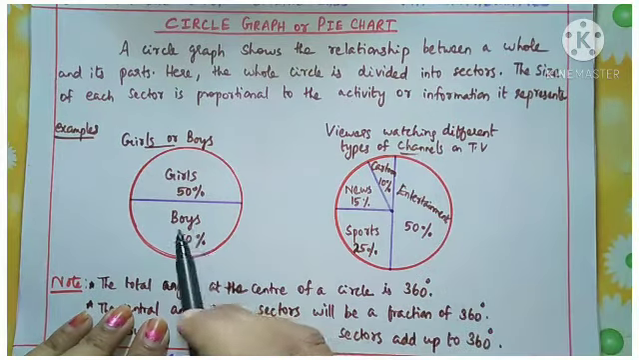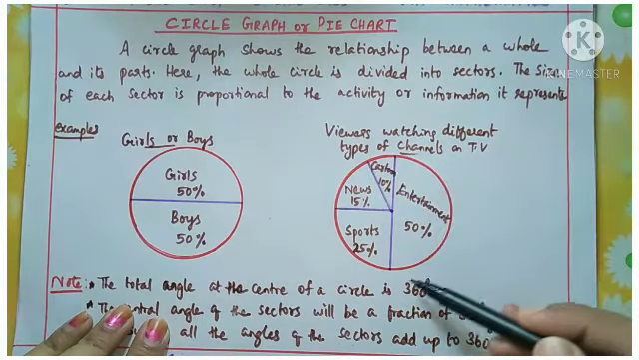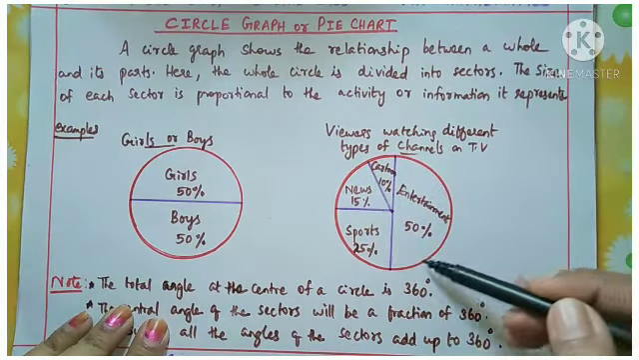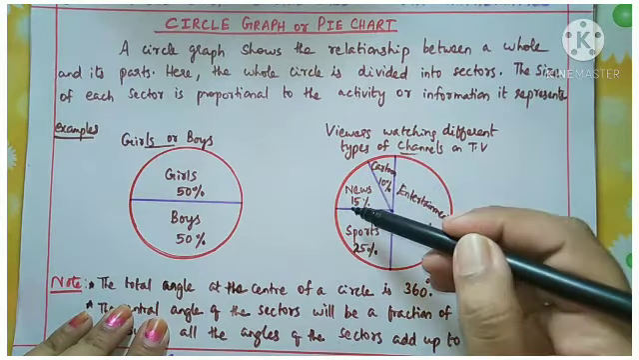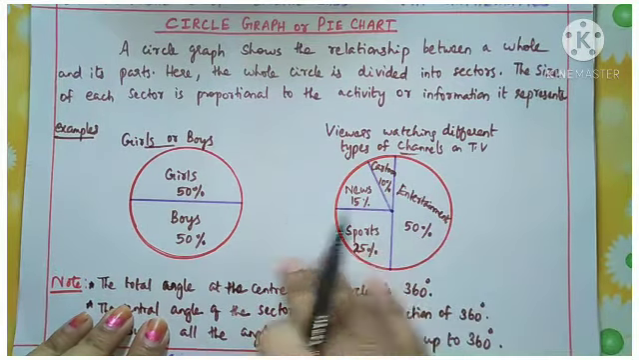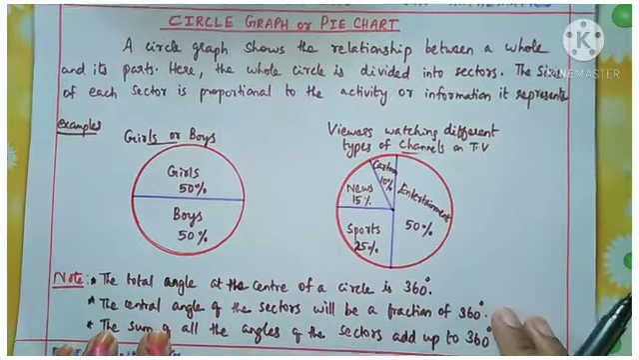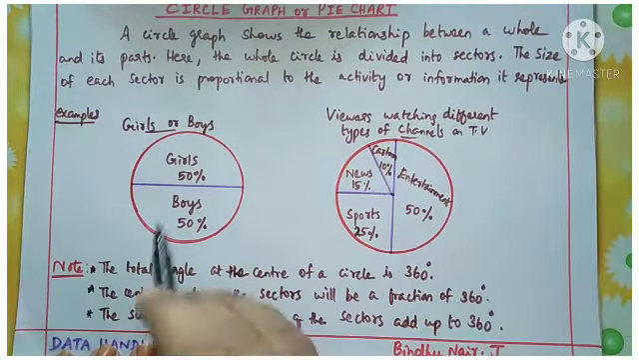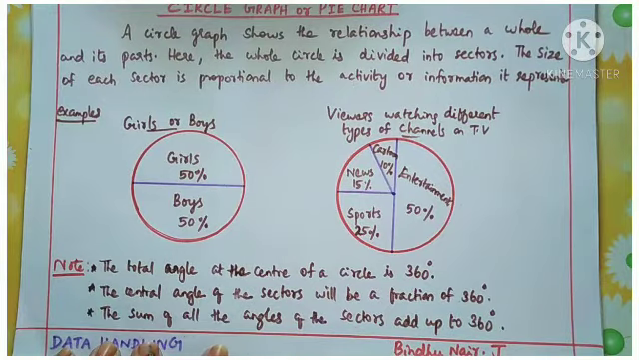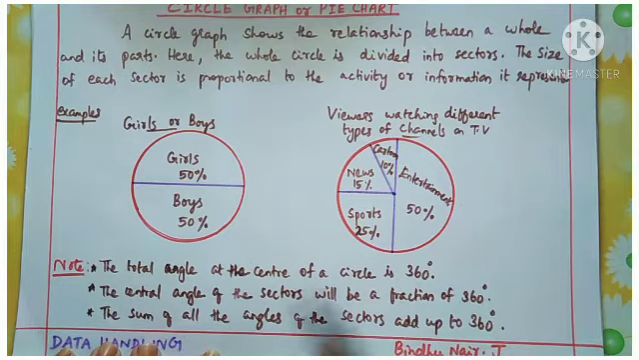So here you can see that the whole is divided into parts, and those parts are giving you certain information. So these are examples of pie chart. All these notes you want to copy in your notebook. Now we have some important points from this pie chart. That is, to draw the pie chart, to do the problems, we need this information.